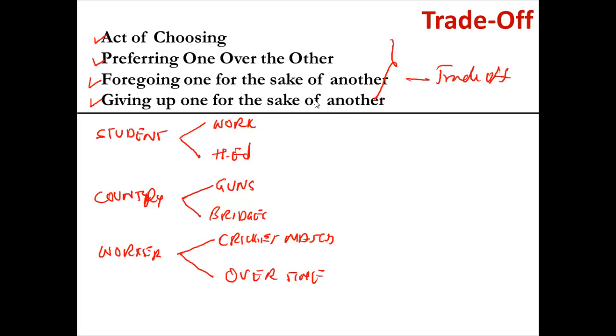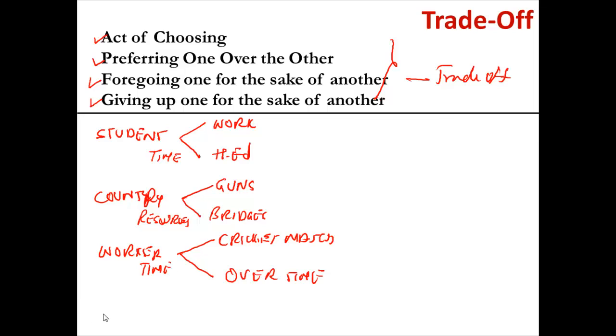Now, in each case, there is something scarce. The trade-off essentially occurs because something is scarce. In the case of a student, it is time. He can either allocate it to work or education. In the case of a country, it is the resources. And in the case of a worker, it could be time again.